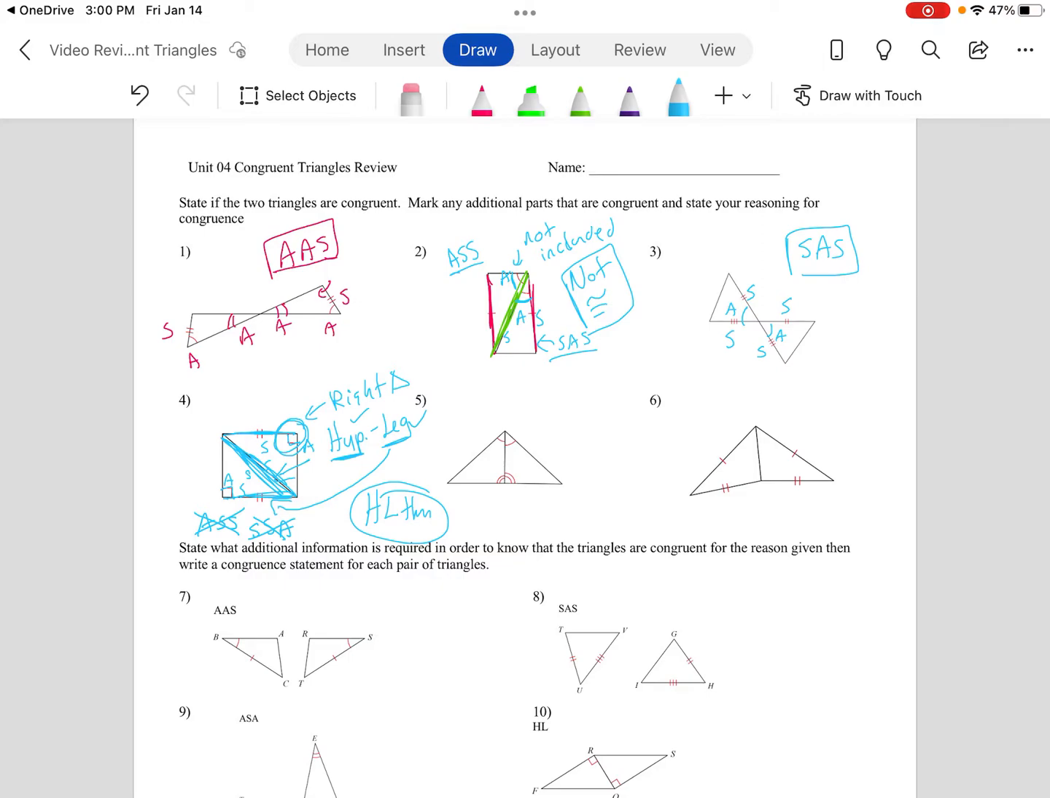This next one, reflexive property, and then I have two angles. In this case, the angles are on each end of the side, so angle, side, angle. This next one here, reflexive property, and this one's simply going to be side, side, side.